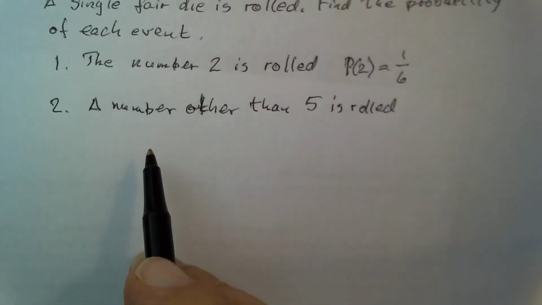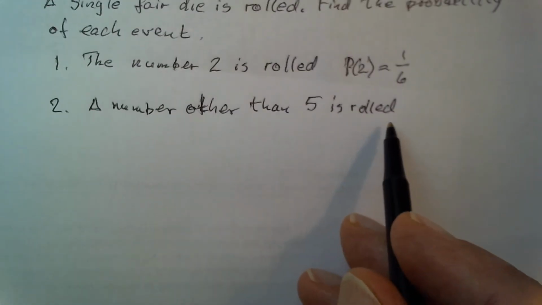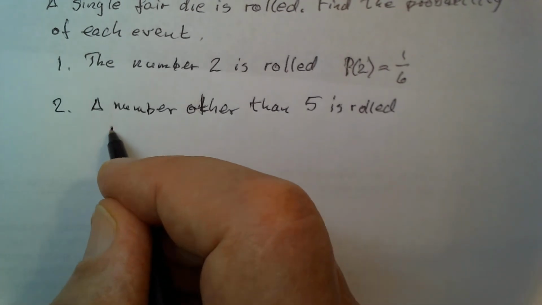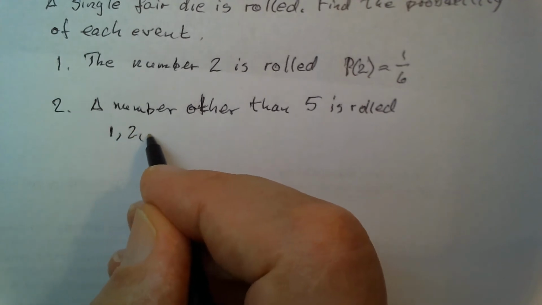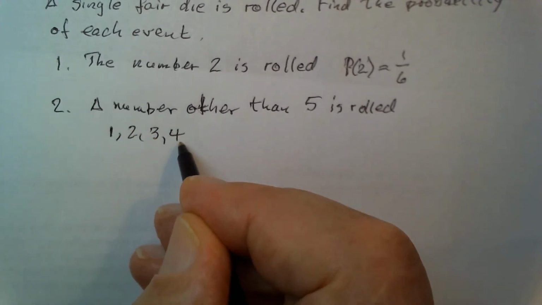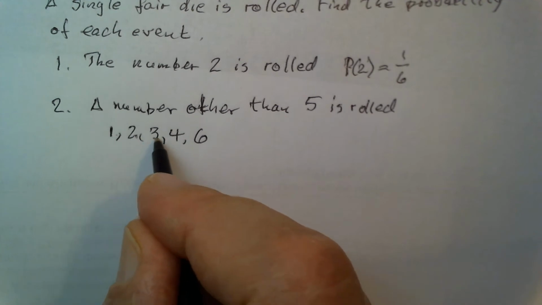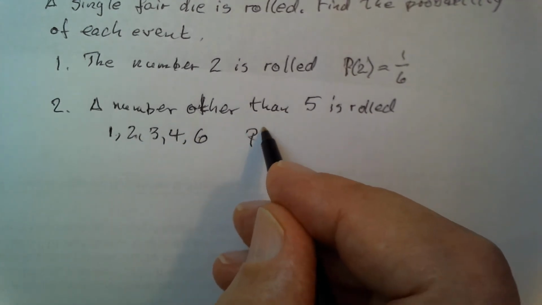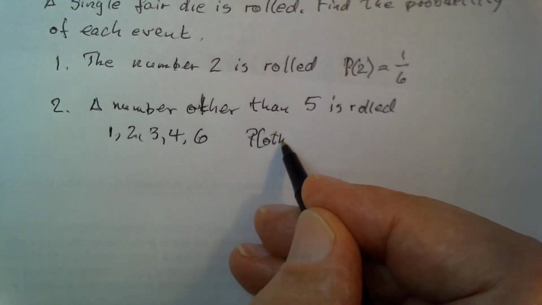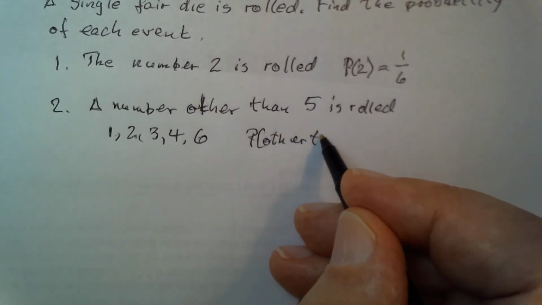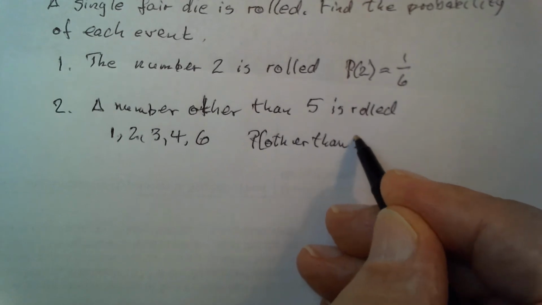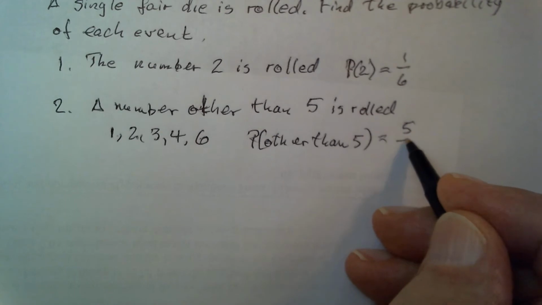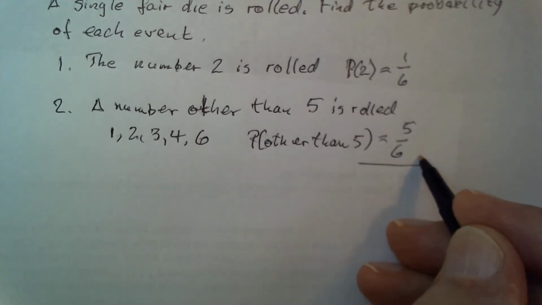The second one says a number other than 5 is rolled. Well, what numbers are there other than 5? There's 1, there's 2, there's 3, 4, and 6. So there are 1, 2, 3, 4, 5. So the probability of other than a 5 would be 5 out of 6, or 5 divided by 6.